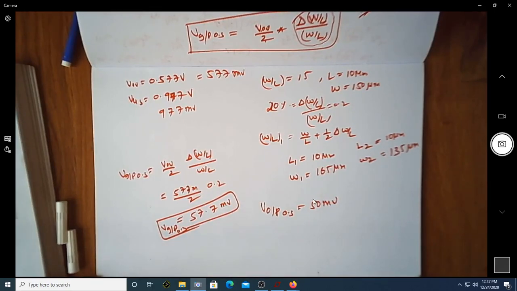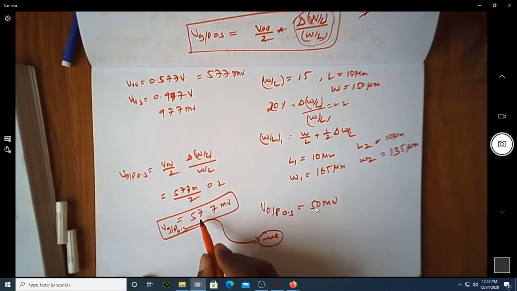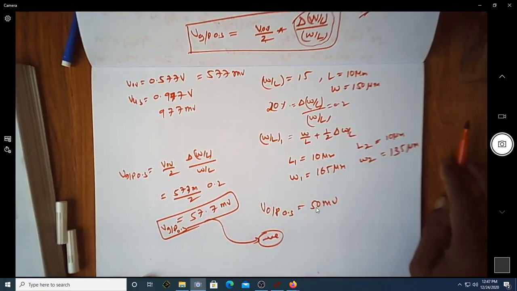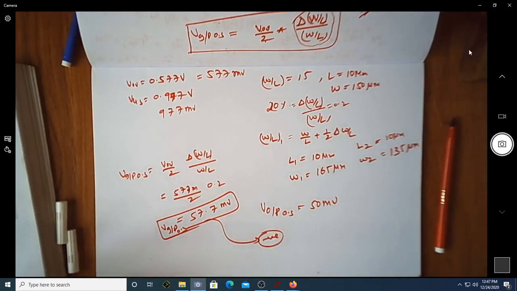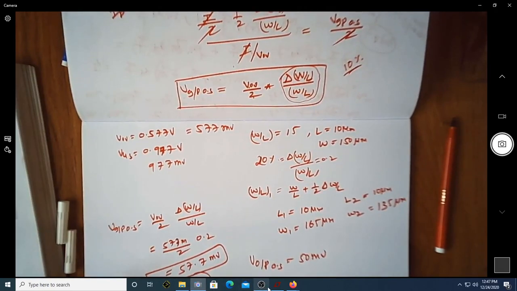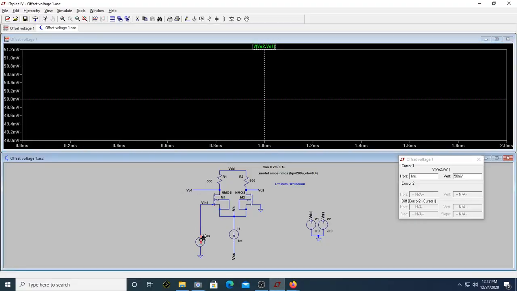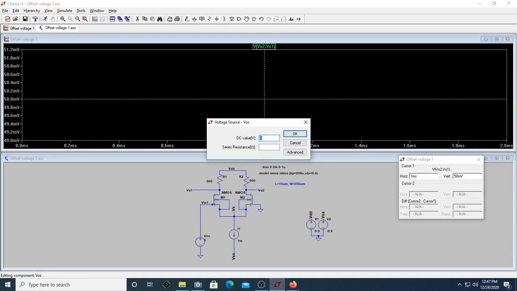If I want to overcome this output offset voltage, which is 50 millivolt, I may have to apply a negative voltage of minus 57.7 millivolt at the input. So I'll go back to this and apply minus 57.7 millivolt. Now because I need to apply negative voltage to overcome a positive offset voltage, this is done.